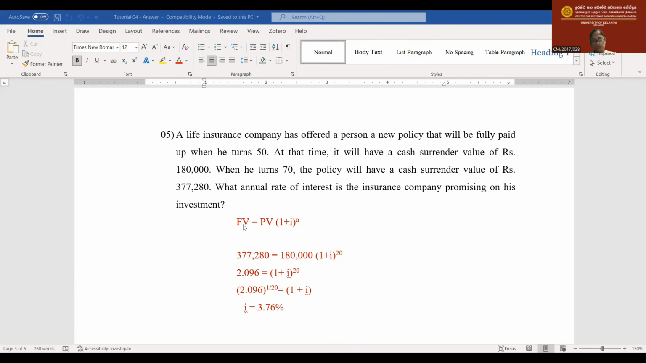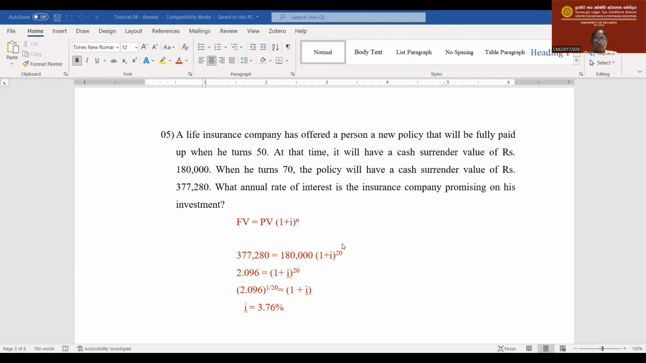Then you have to have the knowledge. These are not the annuity due or other things, just the future value. Therefore, what would be your FV? After he turns 70, it is 377,280. What would be your present value? When he turns 50, this is a kind of cash surrender value. So 180,000 is the present value. Now, I is equal to how much?